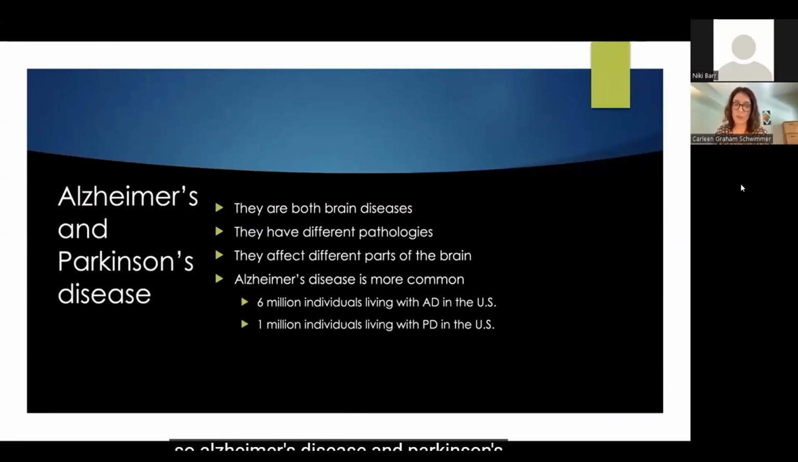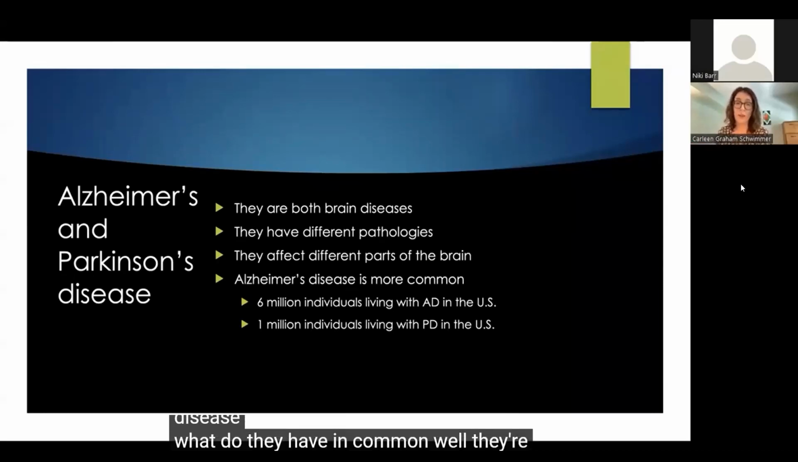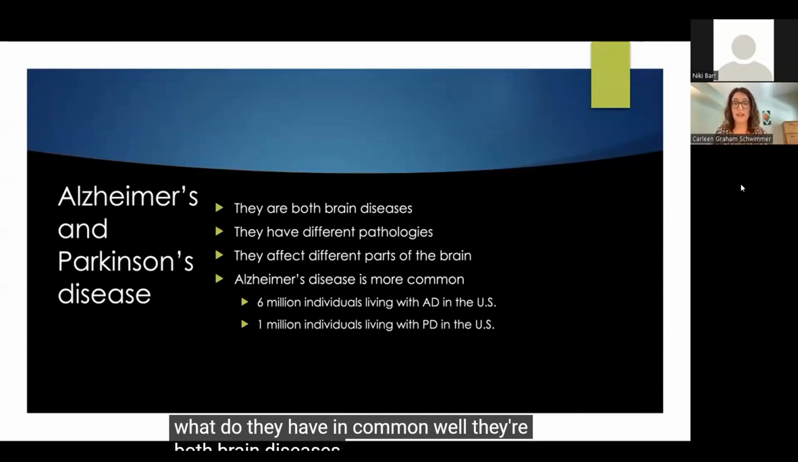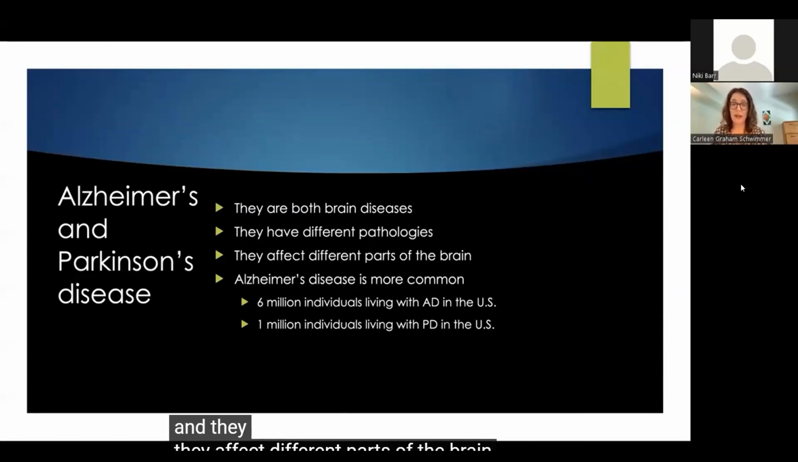So Alzheimer's disease and Parkinson's disease, what do they have in common? Well, they're both brain diseases. They have different pathologies, and they affect different parts of the brain, particularly in the early and middle stages.